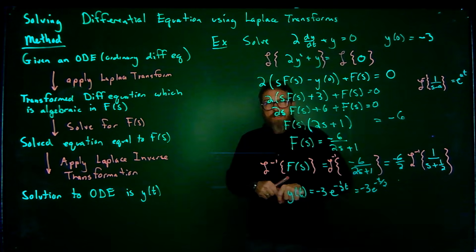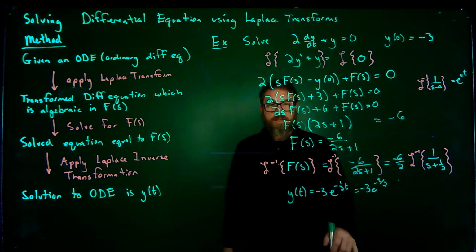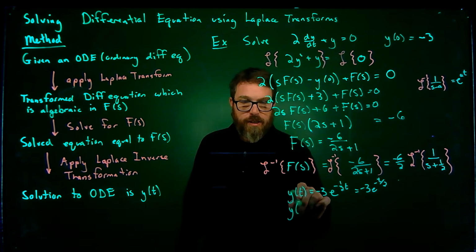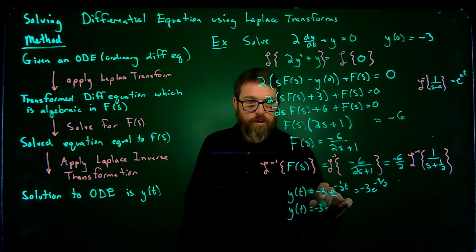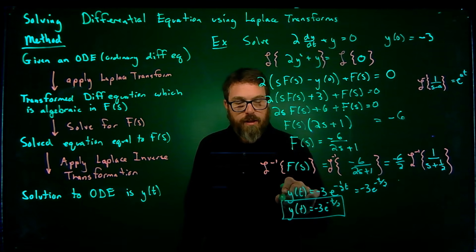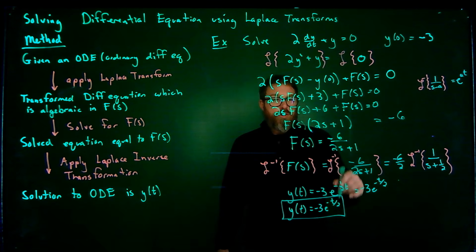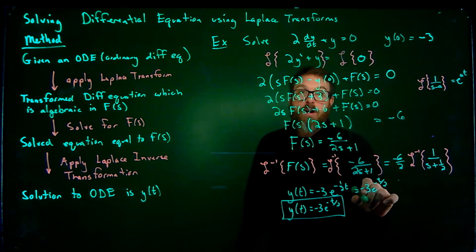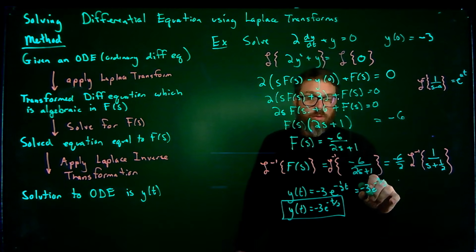Now it would be nice to check to see if this is a solution, because that's the claim: that y of t is equal to this, minus 3e to the minus t over 2, is our solution to this differential equation. So let's just do a quick check. If I want to check this, I'm also going to need to know dy dt, or y prime.